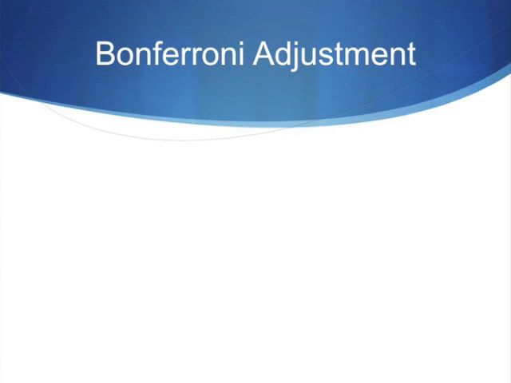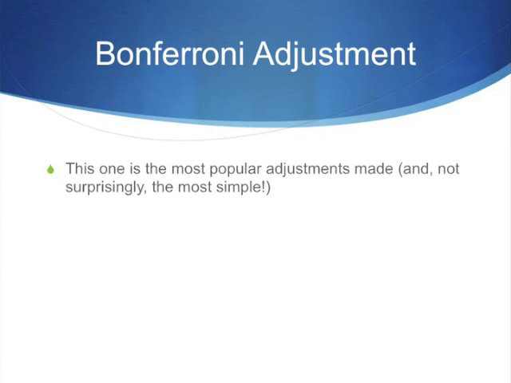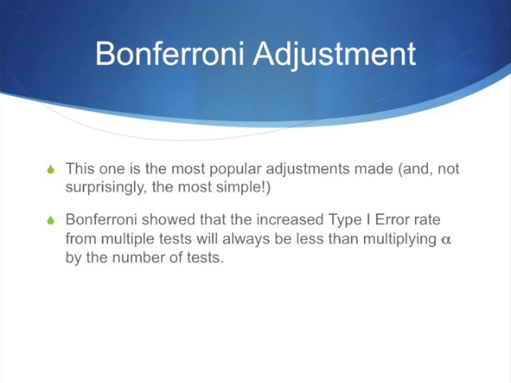So here's the Bonferroni adjustment. This is the most popular adjustment used in the real world. People use it because it's recommended when we have ten or fewer tests. Bonferroni showed that the increased type 1 error rate from multiple tests will always be less than multiplying our original alpha level by the number of tests.